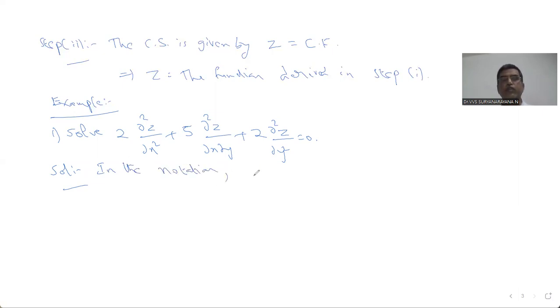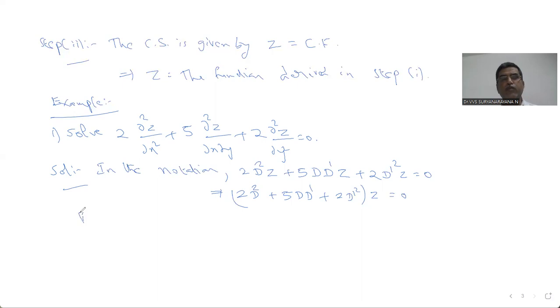So in the standard notation, the given differential equation is 2 into second derivative with respect to x of z, plus 5 into, out of the 2 derivatives, 1 derivative is with respect to x and 1 derivative is with respect to y. So we'll get D D' of z, and third one, 2 times, both the derivatives are with respect to y. So D'^2 of z equal to 0. That means 2D^2 in the first term, 5DD' in the second term, and 2D'^2 in the third term are operating on z yielding 0. So this is the given differential equation in the simplified form.